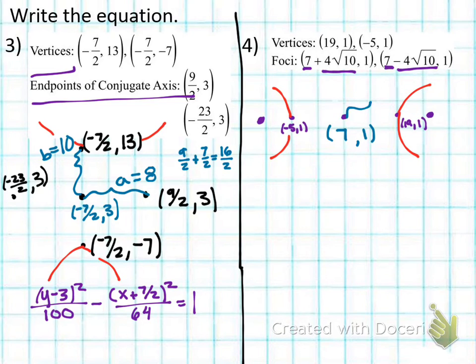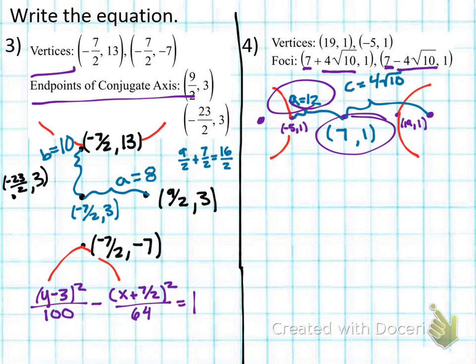Okay. So that is 4√10 for C. I could also find A, right? This is the horizontal distance from the center to one of the vertices. So A here is going to equal the distance between those. I'm looking at -5 and 7 to get from one to the other. That's 12 units. Okay, so I have A here, I have the center, but I don't have B.